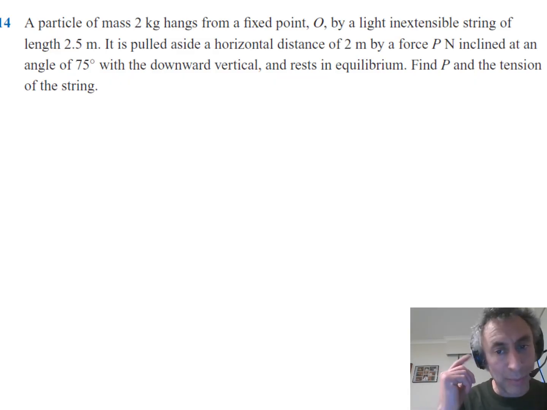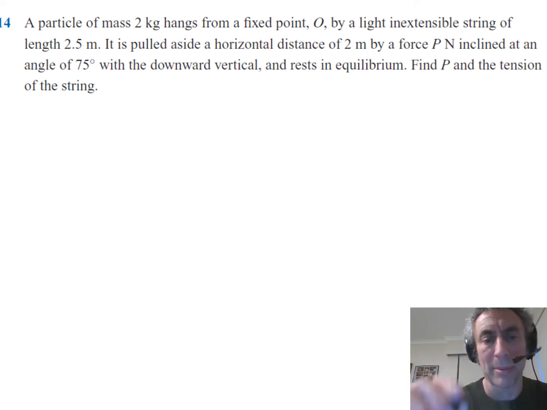Okay, have a go at this problem. It usually causes a bit of grief, but see how you go with it. So the hardest thing is setting up the diagram. A particle of mass 2 kilos hangs from a fixed point, we'll call it O, by a light inextensible string of length 2.5 meters. Okay, it is pulled aside by a horizontal distance of 2 meters by a force P newtons inclined at an angle of 75 degrees with the downward vertical. Let me just highlight that.